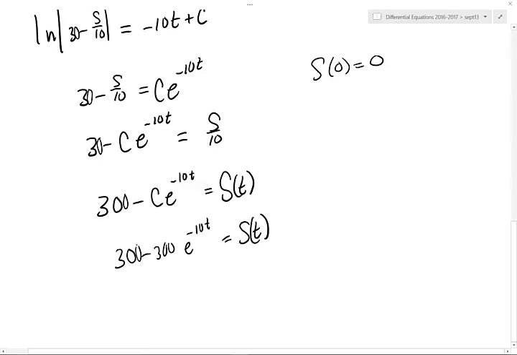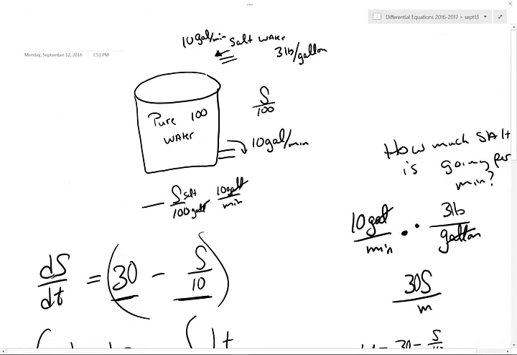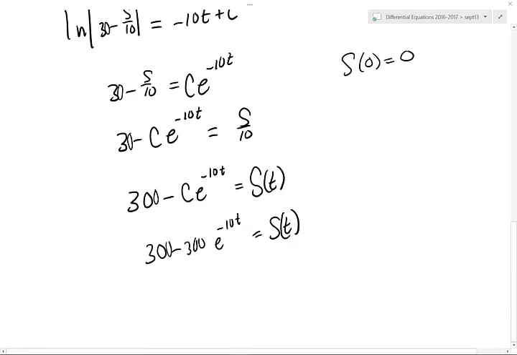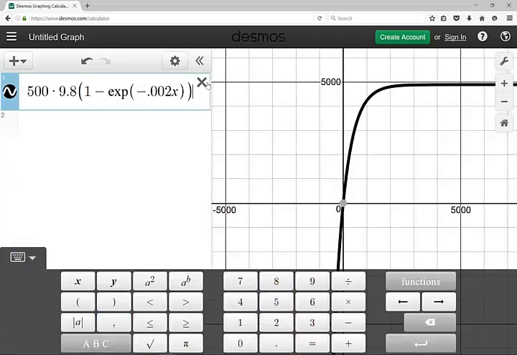Now, how did I know I was wrong? Because I was putting in 3 pounds of salt per gallon. Eventually, with 100 gallons, I should have 300 pounds of salt. And what's going to happen here? As t goes to infinity, my salt is approaching 300. And we can graph that and see, just for fun.